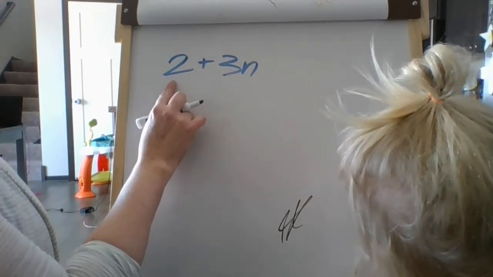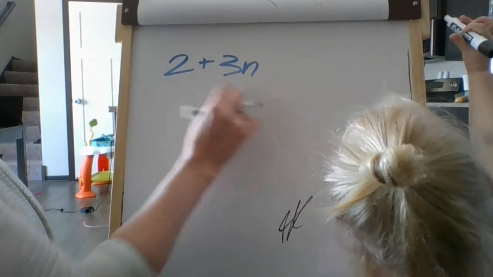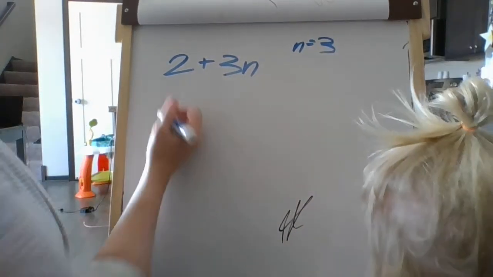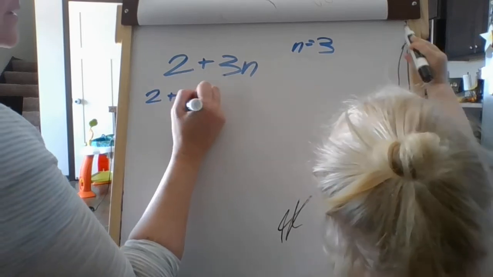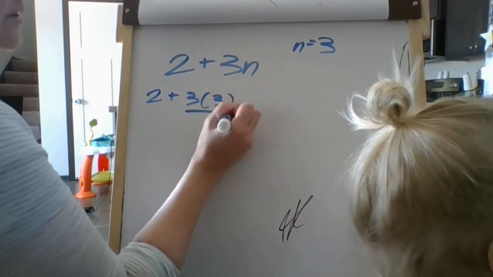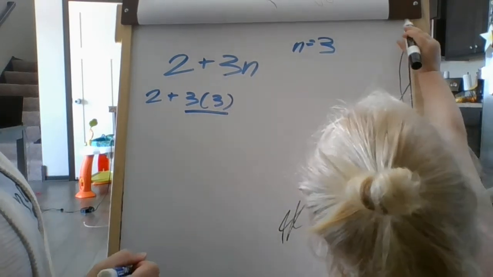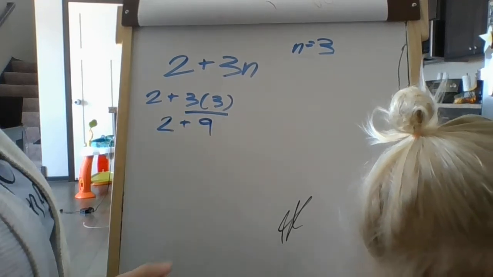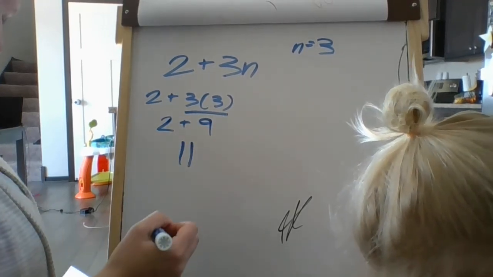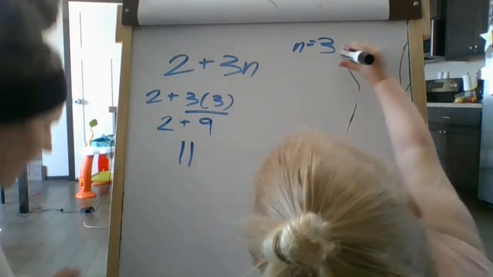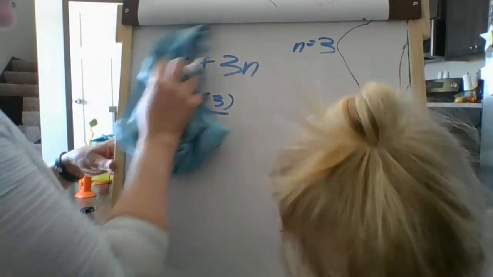All right, so if we have 2 plus 3 times n, same thing. If I tell you that n equals 3, we have our 2 plus 3 times 3. Remember our order of operations. We have to do our multiplication first. 3 times 3 is 9. Then we can add our 2. That is going to equal 11. Okay, so order of operations still comes into play. So take a look at those ones.